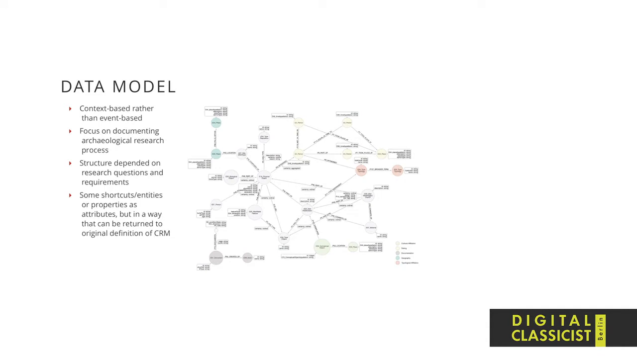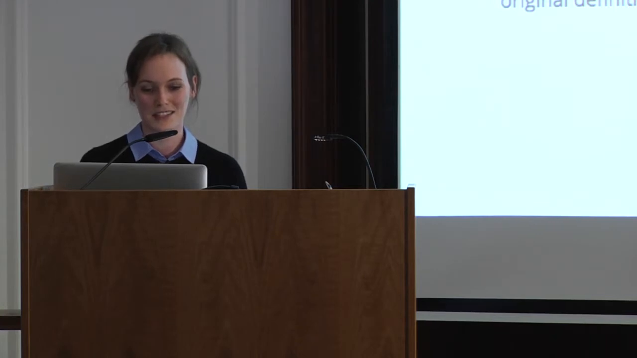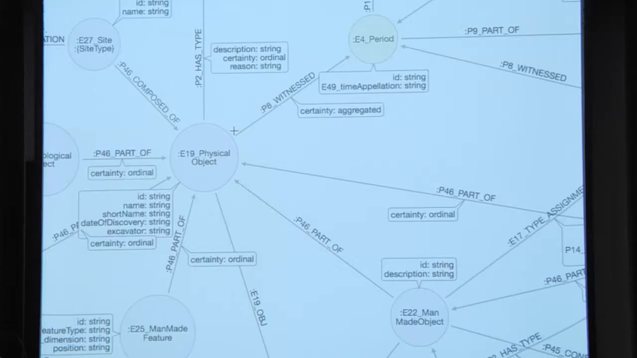Obviously, the structure of this model in part depends on the research questions that I ask from my source material and the requirements that I have because of my network analysis. So I will show that in a second. And also, I did include some shortcuts. Some entities and properties are attributes and not nodes and edges, but in a way that can always be returned to how it's originally in the CRM. So if I would share this data, it would be no problem to go back to the longer definition. I will just show you the main parts of the data model.